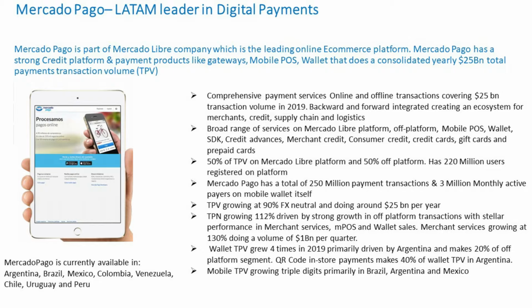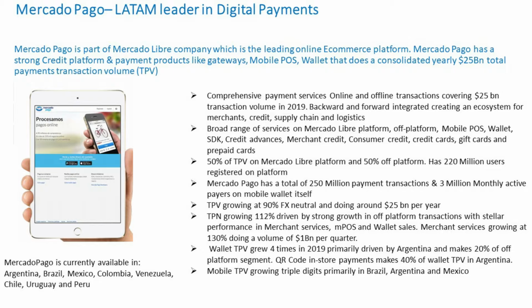They're doing around $25 billion per year. And TPV growing at 112%, driven by strong growth in off-platform transactions. They are growing much faster than the on-platform transactions. And merchant services are growing at 130%, doing a volume of $1 billion per quarter.